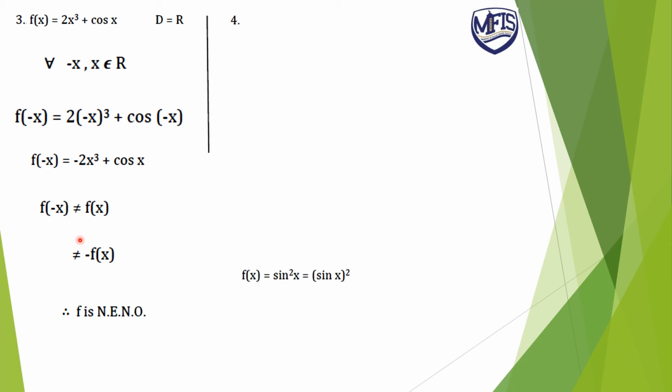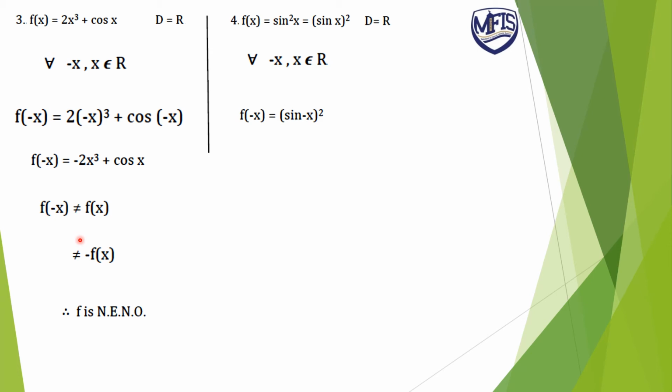That's right. Number 4, another example: if f of x equals sine power 2x, we can write it as sine x all power 2. This function's domain equals R. For every x and negative x belonging to R, we put f of negative x equals sine negative x all power 2. As you know, sine gets the negative outside, it will be negative sine x. Negative sine x power 2 will be sine power 2. As you know, f of x equals sine power 2x. So f of negative x equals f of x. So f of x is an even function.